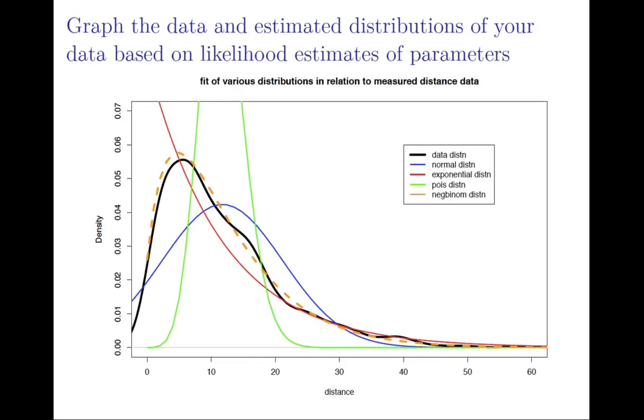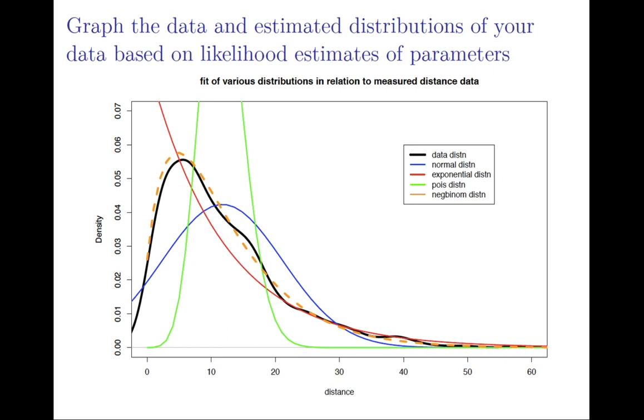And so as usual, we need to graph our data as well as the estimates of the distributions of our data based on the likelihood estimates of the parameters. And so here you can see that the actual data are plotted in a smooth fashion with the black curve. And then all of our 4 potential distributions are plotted on top of the data. And the orange is the negative binomial distribution based on parameters we optimized using the MLE2 function, and you can see it fits the data really well.